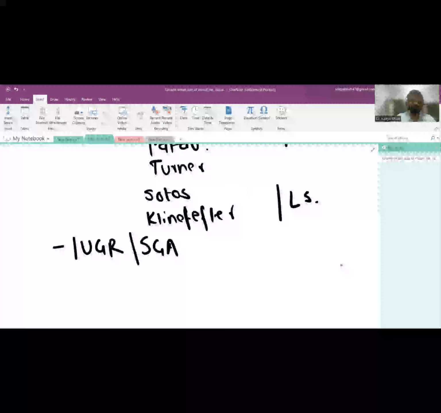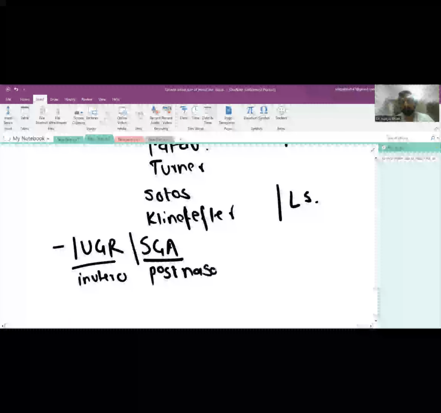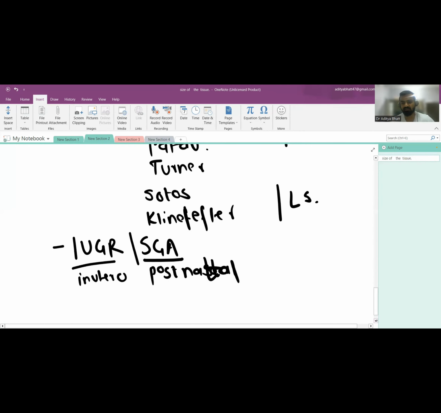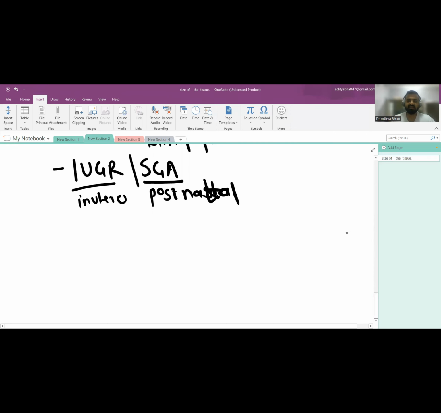IUGR is a diagnosis with which you label the patient in utero. Later on, after the child is born, you label the child as small for gestational age because IUGR is intrauterine growth retardation. It is not postnatal growth retardation. So IUGR is an in utero diagnosis, while SGA is a postnatal diagnosis, and significant overlap between them is present, and an IUGR child may become an SGA child. SGA is usually diagnosed by pediatricians, while IUGR is diagnosed by your OBGYN doctor, by the USG.